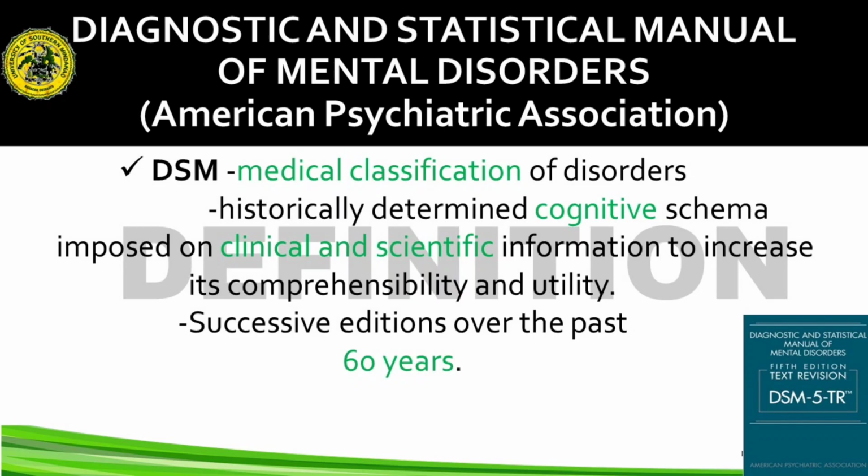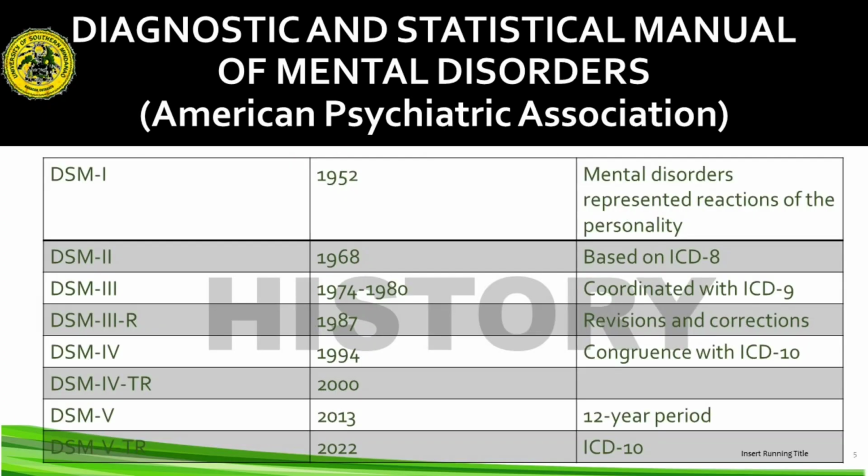Note, for all mental disorders due to another medical condition, insert the name of the etiological medical condition within the name of the mental disorder due to the medical condition. So, the code and name for the etiological medical condition should be listed first immediately before the mental disorder due to the medical condition. Let us have a brief history of the DSM.